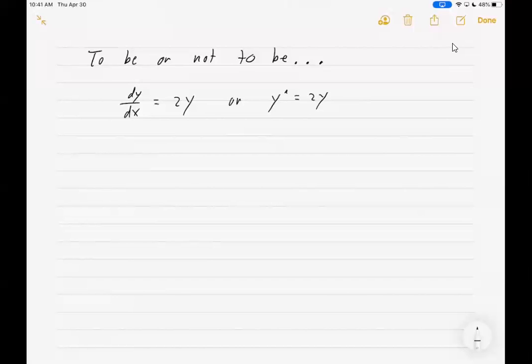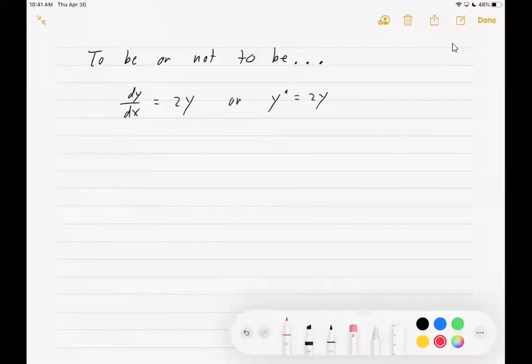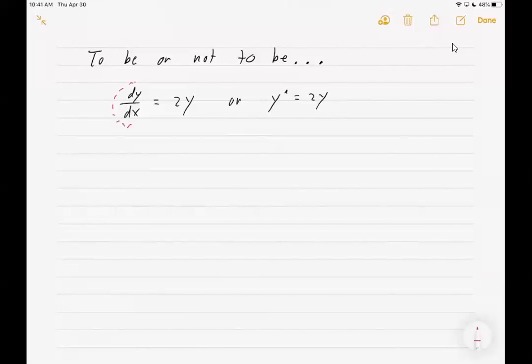Okay, so now we're ready to get into some of the nuts and bolts of differential equations. So let's start out with the question: to be or not to be, right? Let's start with this differential equation, dy/dx is equal to 2y. That's looking at how fast y is changing with respect to x, and we have that set equal to 2y. So the rate of change of y depends on how big y is, and this factor of 2.